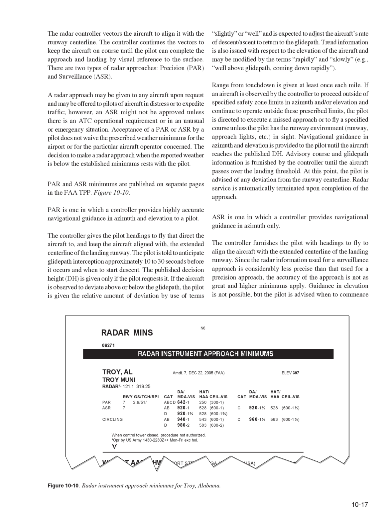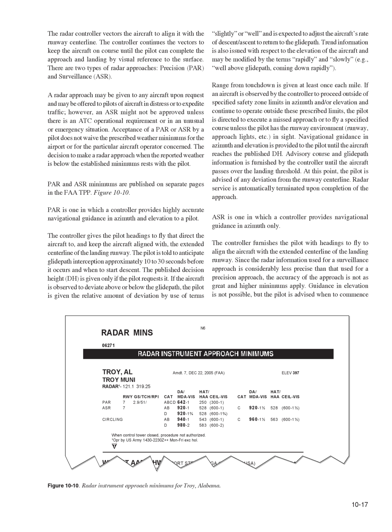If the aircraft is observed to deviate above or below the glide path, the pilot is given the relative amount of deviation by use of the terms "slightly" or "well" and is expected to adjust the aircraft's rate of descent/ascent to return to the glide path. Trend information is also issued with respect to the elevation of the aircraft and may be modified by the terms "rapidly" and "slowly"; for example, "well above glide path, coming down rapidly." Range from touchdown is given at least once each mile.